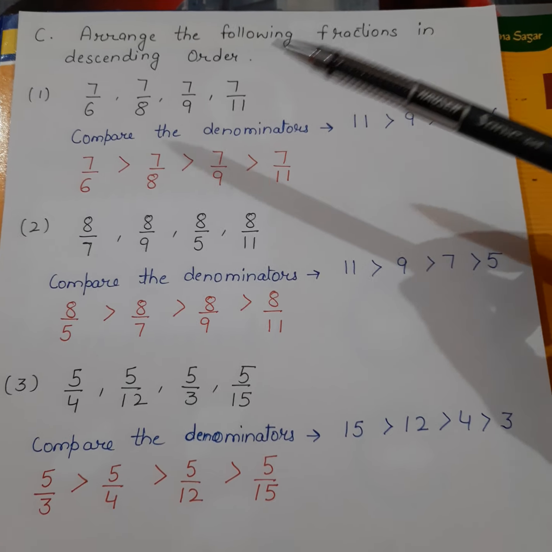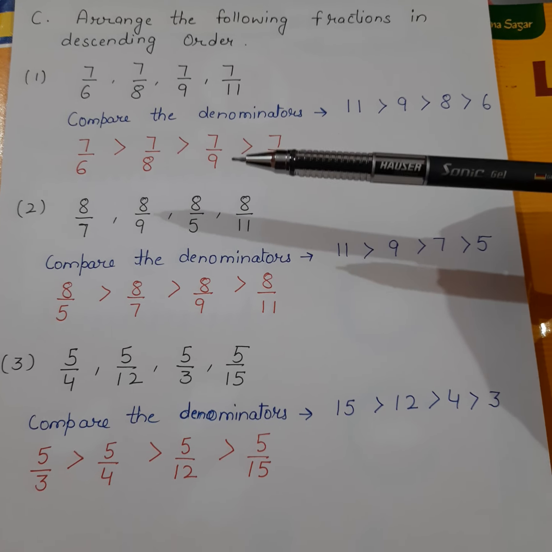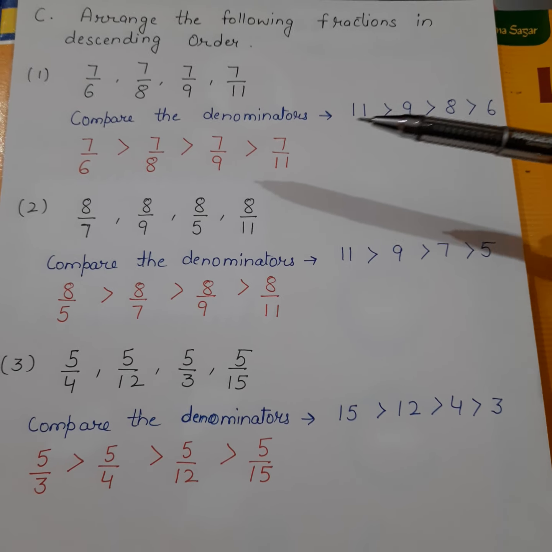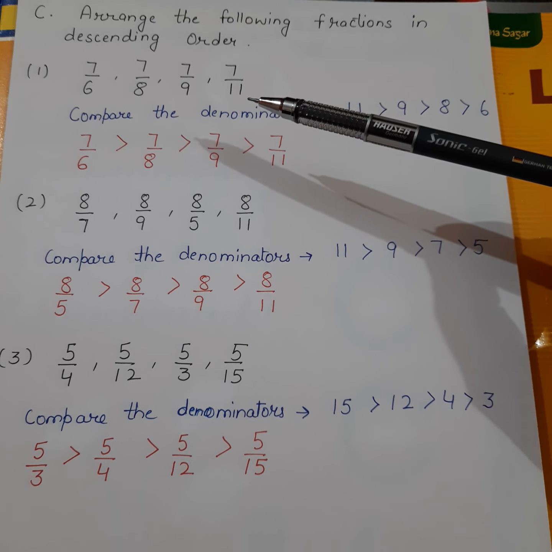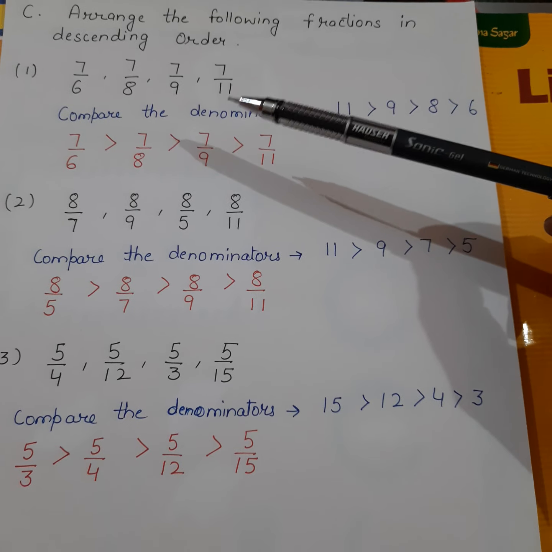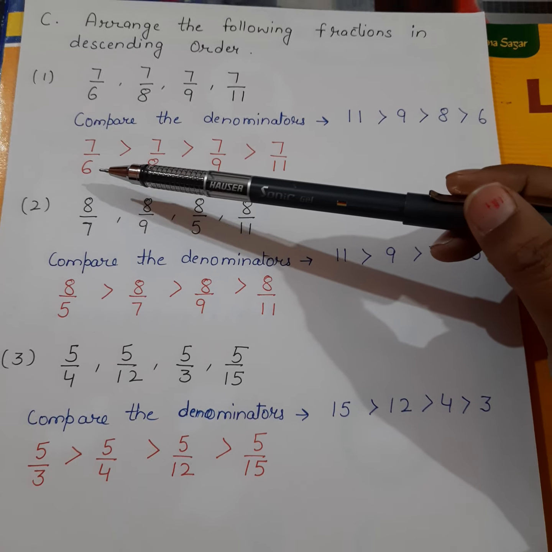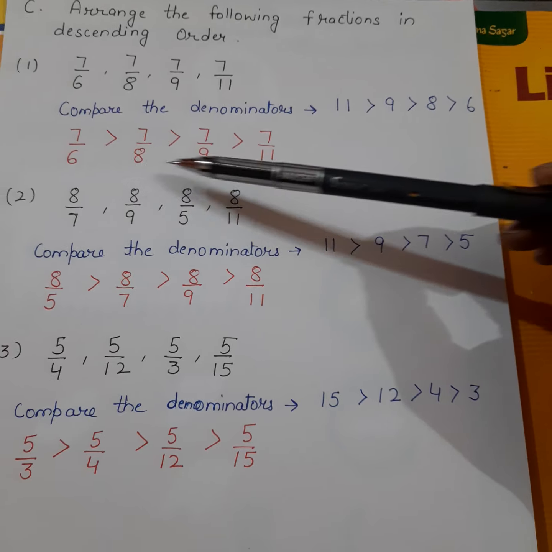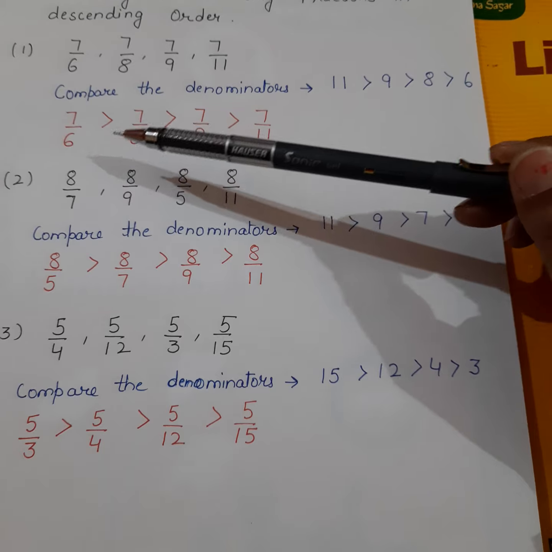Now arrange the following fractions in descending order. You have to compare the denominators again: 11, 9, 8, 7. The fraction with the bigger denominator is actually the smallest one. We are arranging from bigger to smaller, descending order. The smallest denominator is 6, so 7 by 6 is the bigger one, then 7 by 8, then 7 by 9, 7 by 11. You can see in this order only they have given the answer, right? So don't be confused, the answer will come the same.